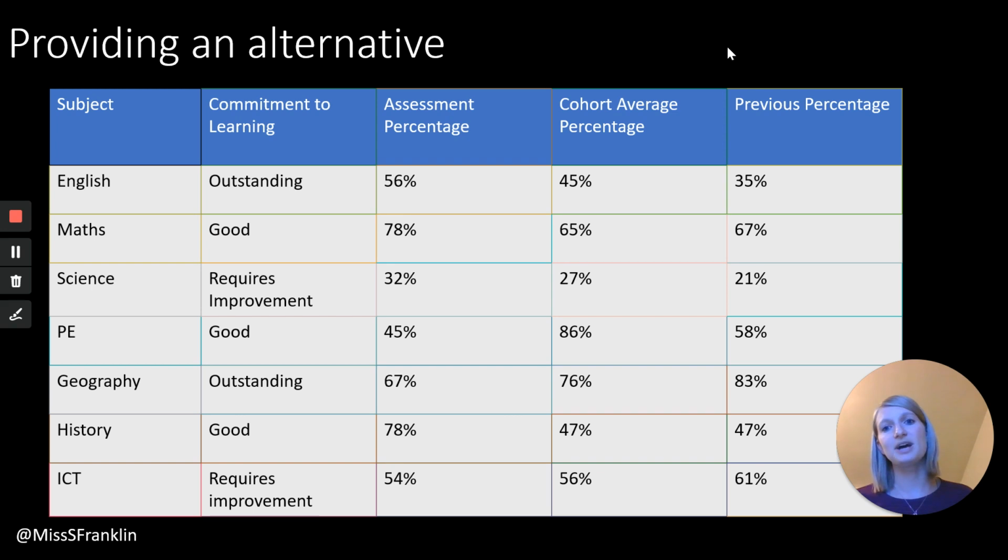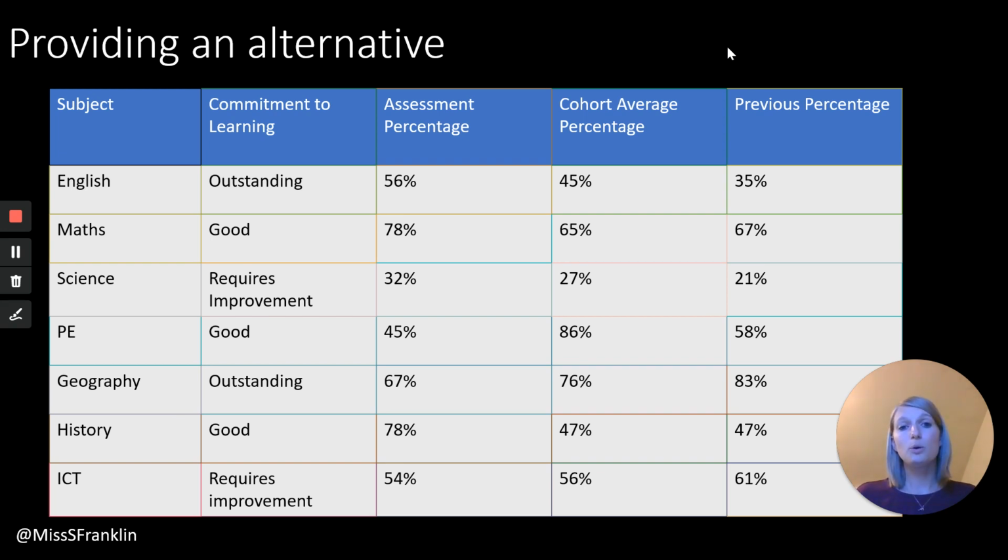So we now report an assessment percentage for the assessments that they have sat. So in the first data point, the pupil would get 56%, for example, on their English assessment. And that is what they will be told. No target, no grade, no idea of anything else surrounding that, just that assessment percentage being reported to them.